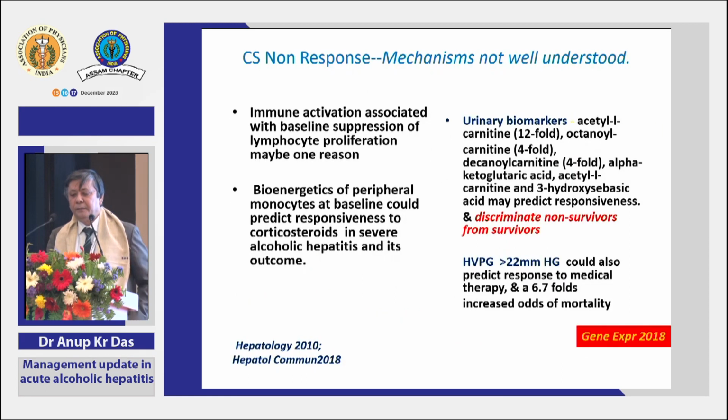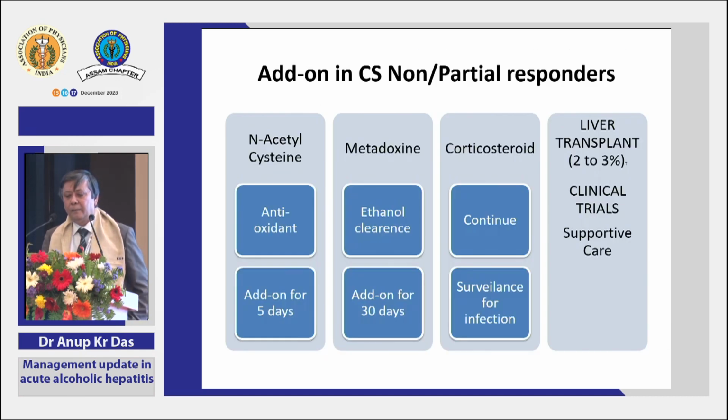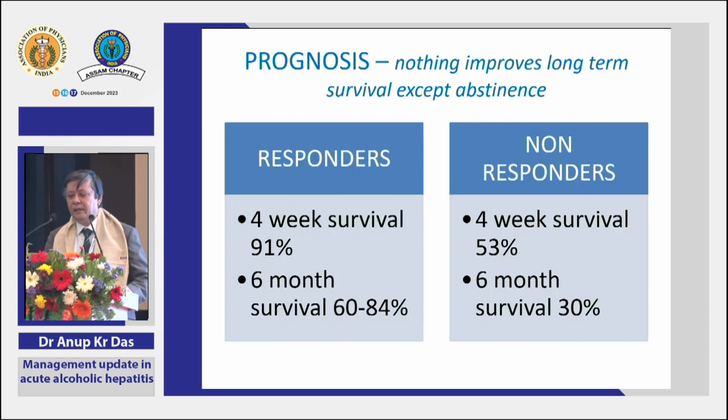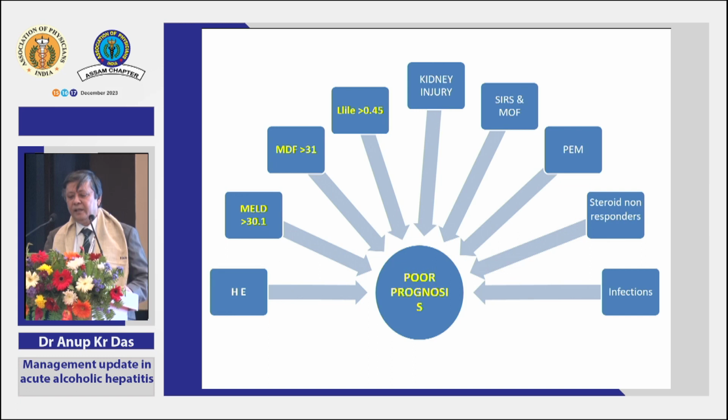And there are cases which may not respond to corticosteroids, and there are add-ons. These are antioxidants and ethanol-clearing drugs like metadoxine and N-acetylcysteine, but they do not work very well. So nutrition supplementation is very, very critical, and enteral supplementation is better than parenteral. And these are the factors for poor prognosis.